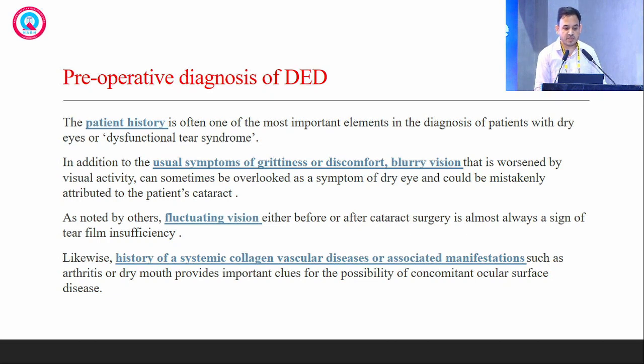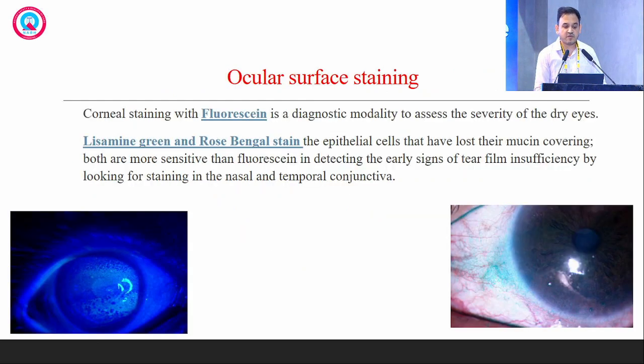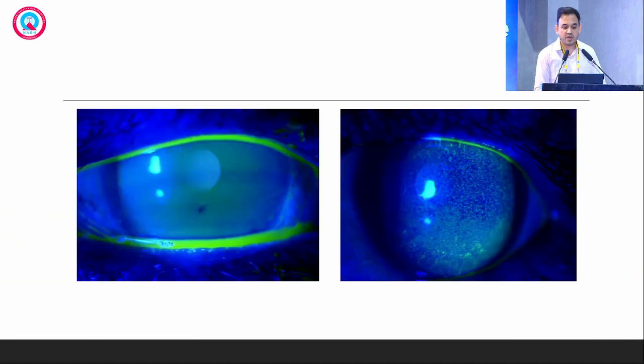There may be a history of systemic collagen vascular disease or associated manifestations that may give you a clue about dry eye disease. So the clinical examination in the preoperative period is also very important. Sometimes there is debris in the tear film or a low tear meniscus height, or you may require staining with TBUT or Schirmer's test in the preoperative period, and look for superficial punctate keratopathy, which also affects the IOL power calculation in the postoperative period, causing dissatisfaction or blurred vision.